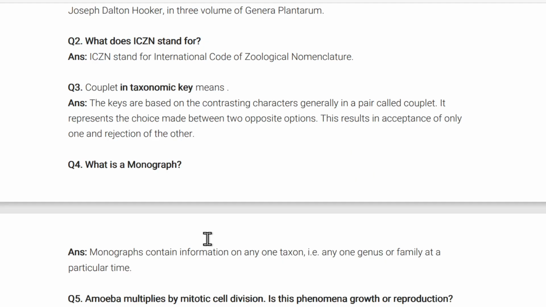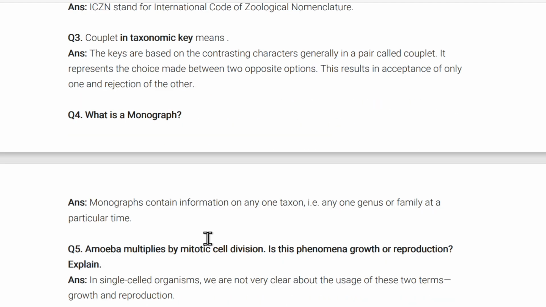Question number 4. What is monograph? Monograph contains information on any one taxon, that is, any one genus or family at a particular time.